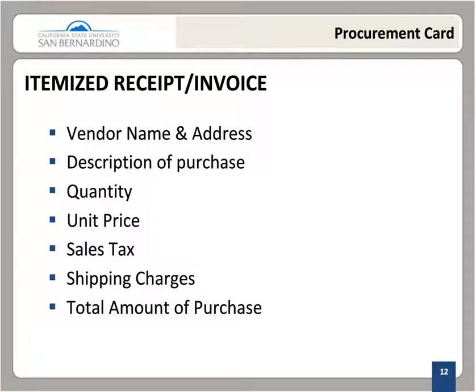It is your responsibility to make sure that you have an itemized receipt. This would include the name and address of your vendor. An internet address is acceptable for online orders. The description of each commodity or service purchased, the quantity of each item that's being purchased, the unit price, sales tax, shipping charges if applicable, and the total amount of the purchase.